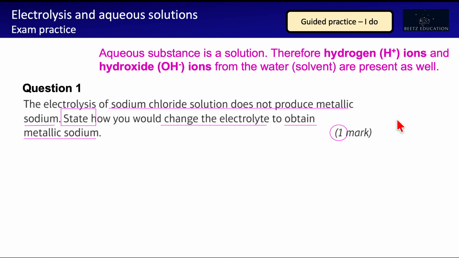So, how I would change the electrolyte? Well, if I wanted to guarantee the production of sodium, I would need to ensure that I only had sodium ions as my cation present in that solution. So I'd use molten sodium chloride instead.